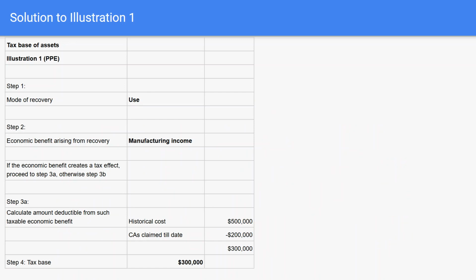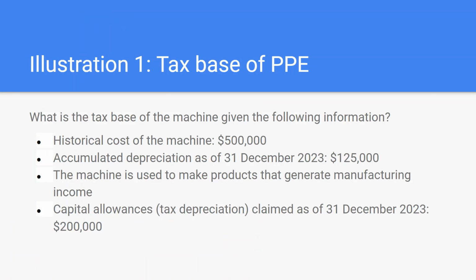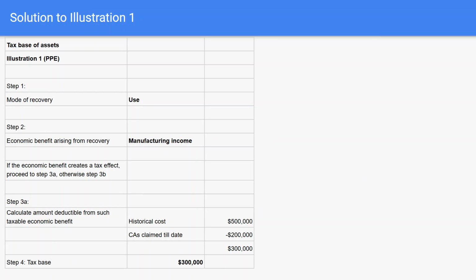Step 2 is to determine what the economic benefit is arising from the recovery of the carrying amount of the asset. And obviously, it's the manufacturing income, because it says the machine is used to make products that generate manufacturing income. And there's a point in between. So if the economic benefit creates a tax effect, then proceed to step 3A. So as I was saying, if the economic benefit is taxable, then you proceed to step 3A.